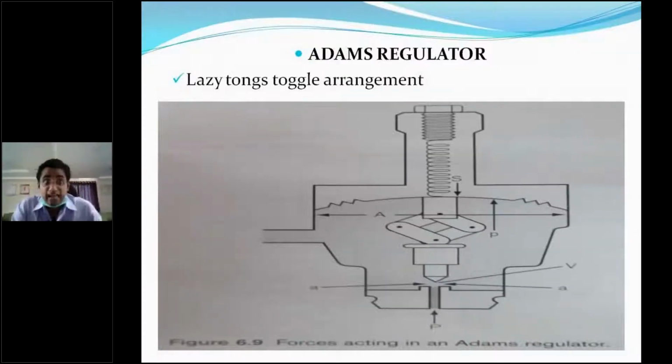In the previous days, we had the Adams regulator. This is also a type of pressure regulator.